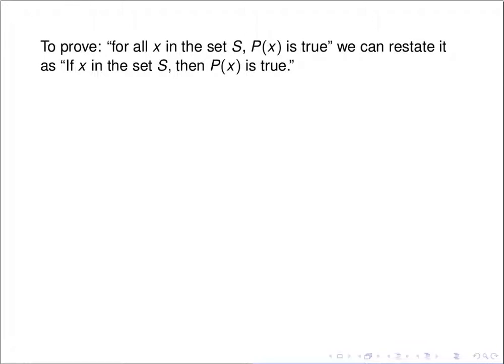Now what about universal statements? Let's suppose we want to prove the statement: for all x in the set S, p of x is true. Notice that we can restate this. That's a universal quantifier. It's saying for all x in the set S. We can restate that as: if x is in the set S, then p of x is true.